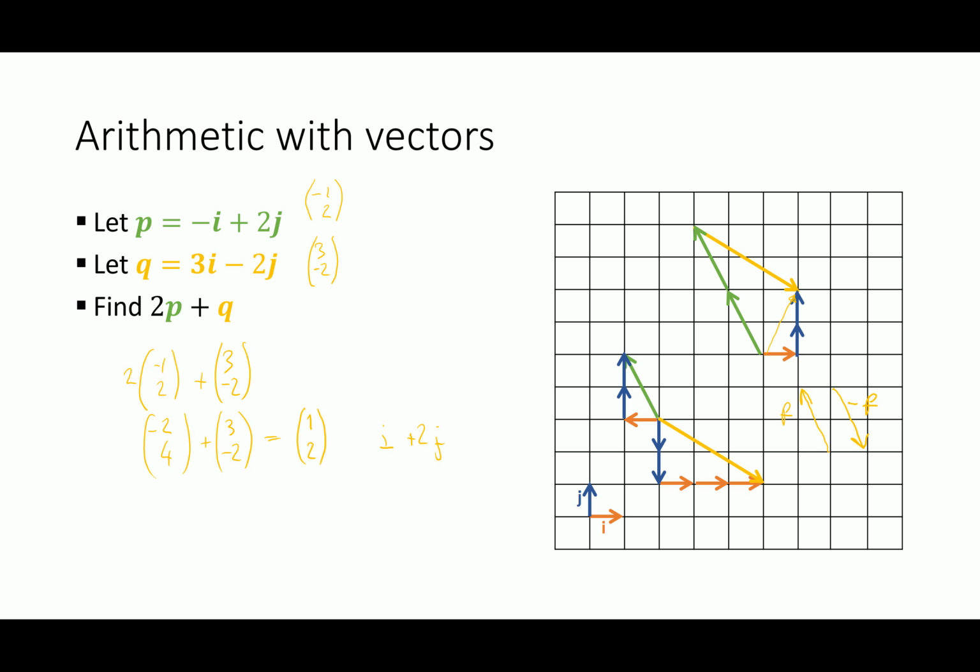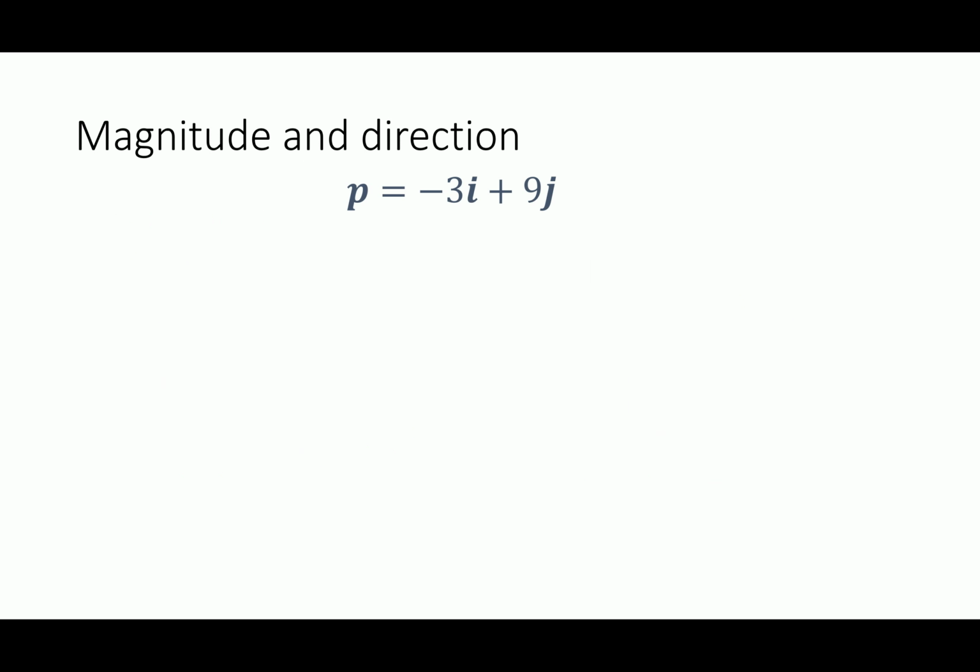The next thing that we want to talk about is magnitude and direction. So let's just pick any old vector. So here we've got minus 3i plus 9j. When we're talking about magnitude, we want to be thinking Pythagoras.